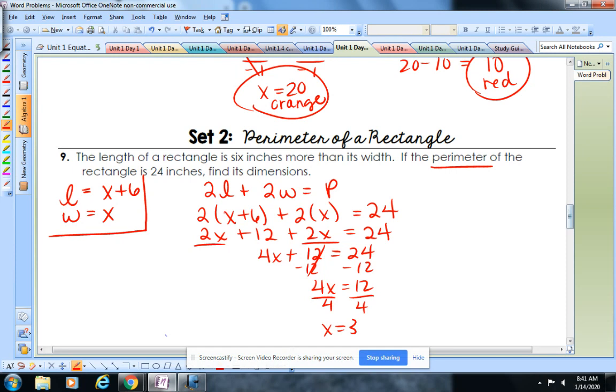Did it say anything about units? Inches, right? 3 inches is the width. So if it gives you units for your rectangles, make sure you include that in your answer. I always say word problems need words with their answers. Okay? Word problems need words with their answers. Now how do we get the length? 3 inches plus 6 inches, so the length is 9 inches.